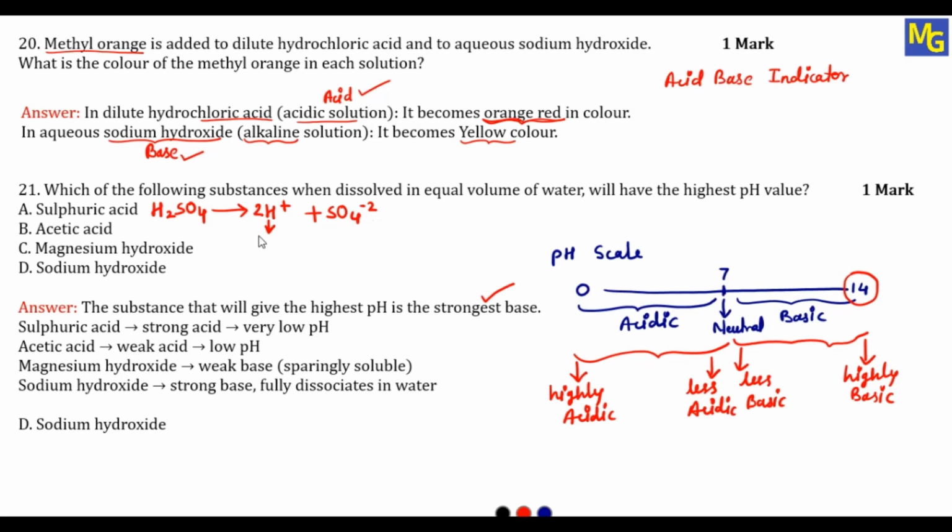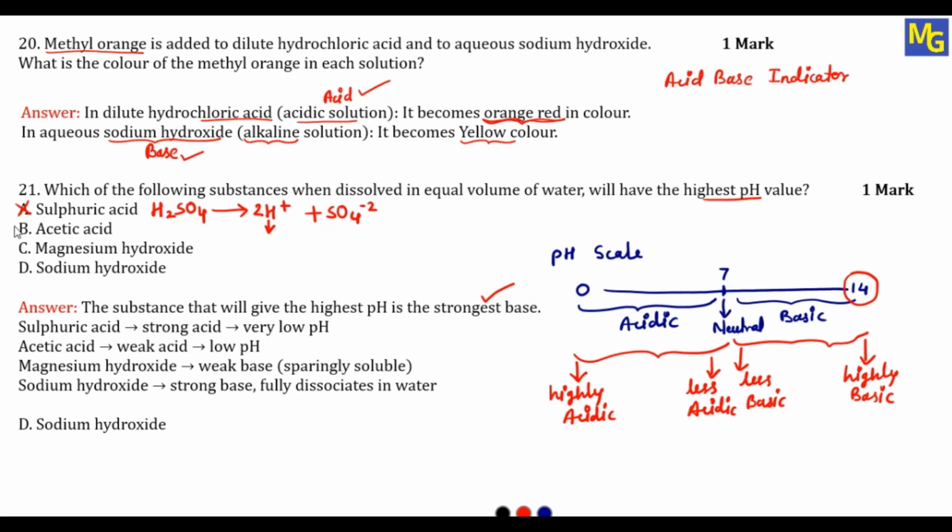Because of more H+, the pH value becomes less. The pH value will decrease. It will become 0, 1 or 2. But in the question they have asked for the highest pH, and that's why this cannot be the correct one. I hope you are understanding. Acids will always have pH from 0 to 7, and whichever is a strong acid will have pH nearby 0, 1, 2, and in the question they have asked for the highest, so this cannot be the correct one.